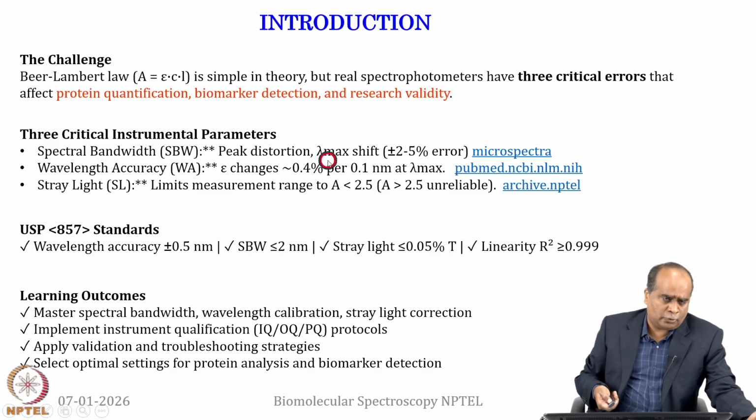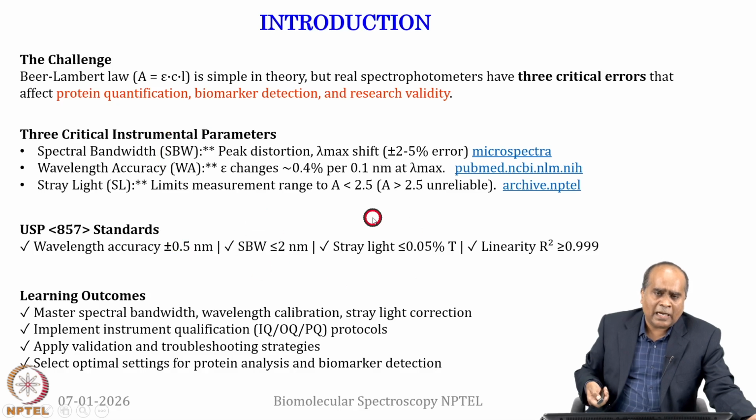For all of this, USP, the United States Pharmacopoeia, has come up with some chapters and put up some standards for these parameters. USP basically sets the standard and all industry has to follow it. It is a very nice guideline. Wavelength accuracy should be plus or minus 0.5 nanometer, the spectral bandwidth should be less than 2 nanometer, and the stray light should be 0.05% of transmittance. That means linearity should be more than 0.99. So, these are the basic concepts.